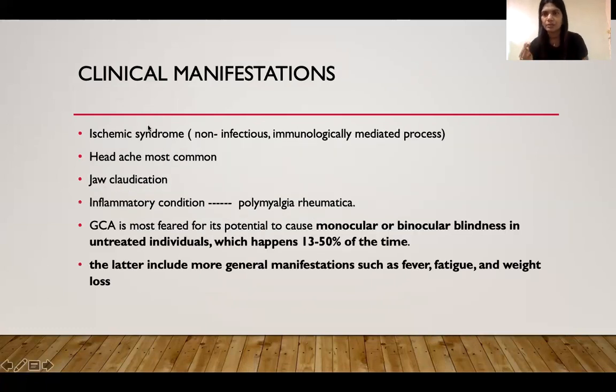What kind of symptoms can you see if a person has this kind of temporal arteritis? First thing is ischemic syndrome. You know, there are granulomatous changes. Because of the granulomatous changes, the vessels are narrowed, it will narrow the lumen. Because of that, the blood supply will be reduced, and there's a non-infectious immunological mediated process happening here. That means it's not infectious, it's an immunologically mediated process. We should understand this one.